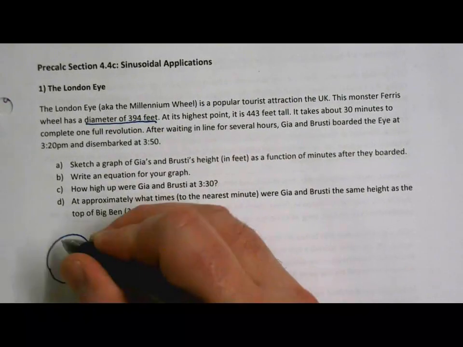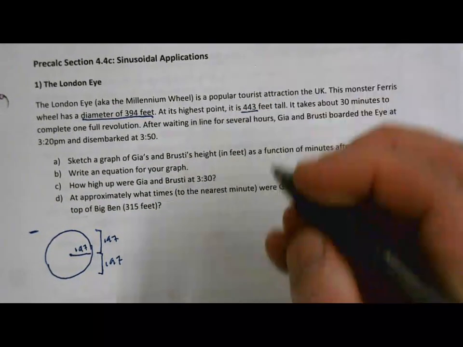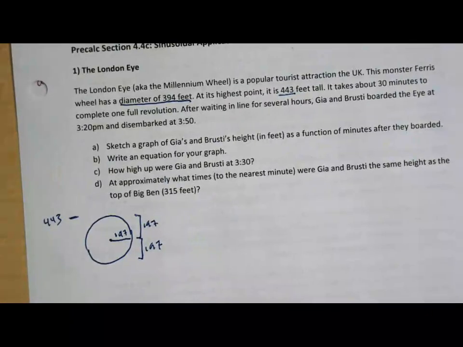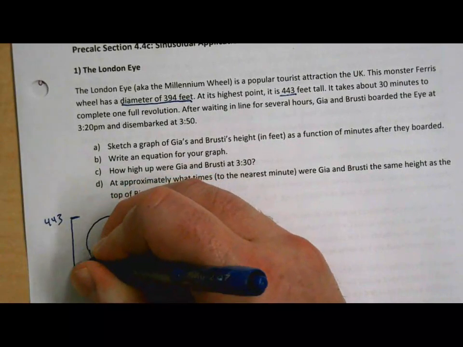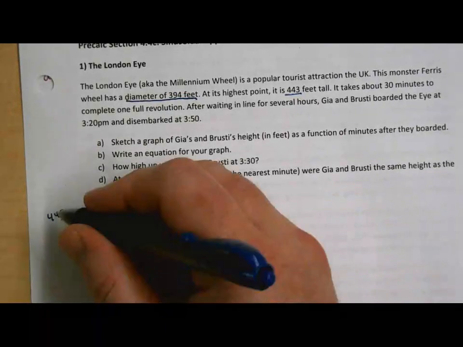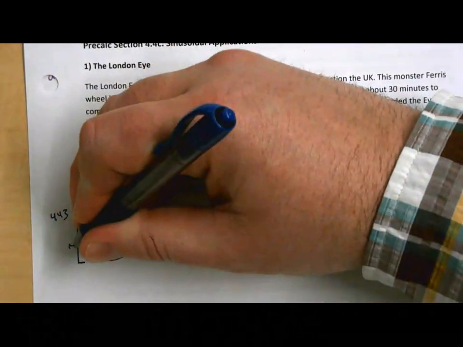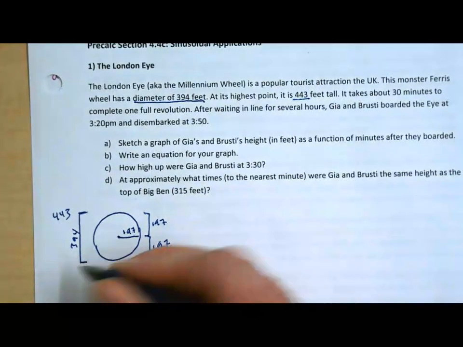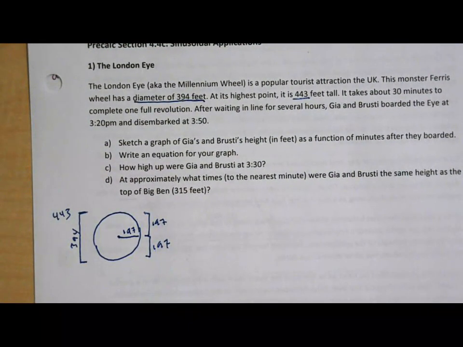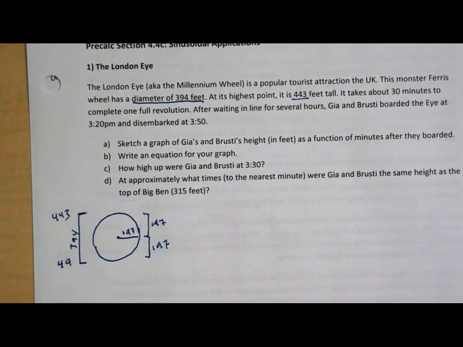It tops out at a Y value of what? 443. It tops out at 443, which means the bottom of this wheel must not be right at ground level. Right? 443 is where it tops out. It's not 197, it's 394 below that would be the bottom of the wheel, which is where? What's 443 minus 394? 49. So if you're on the very bottom of this Ferris wheel, you're still almost 50 feet off the ground.